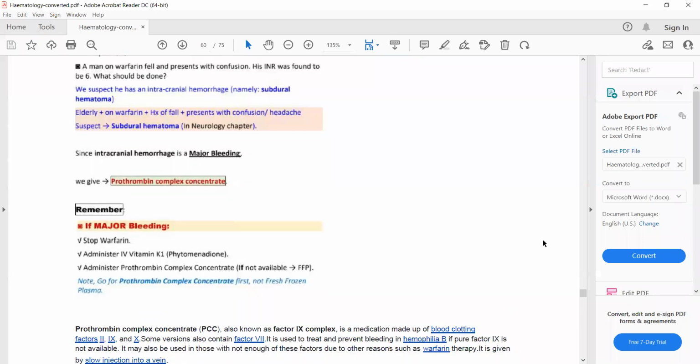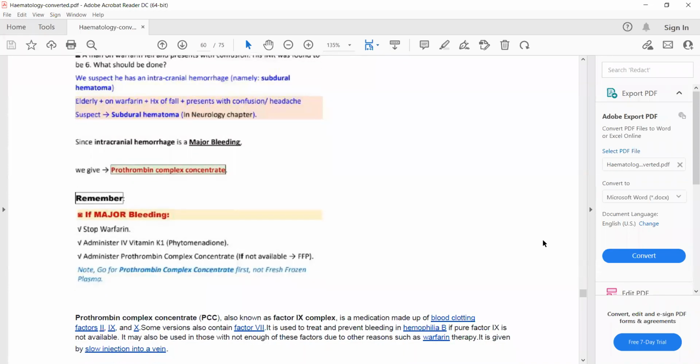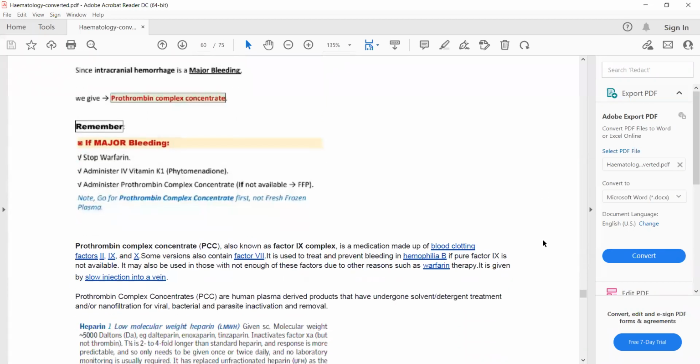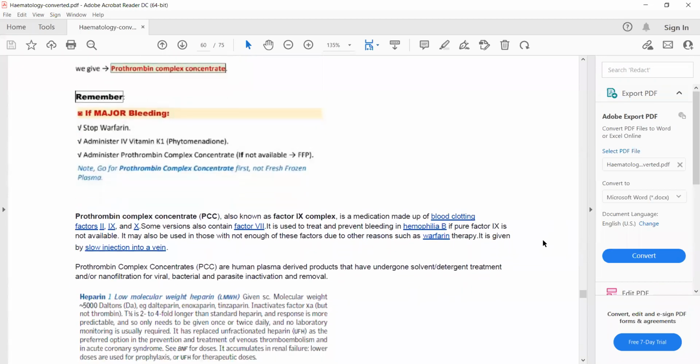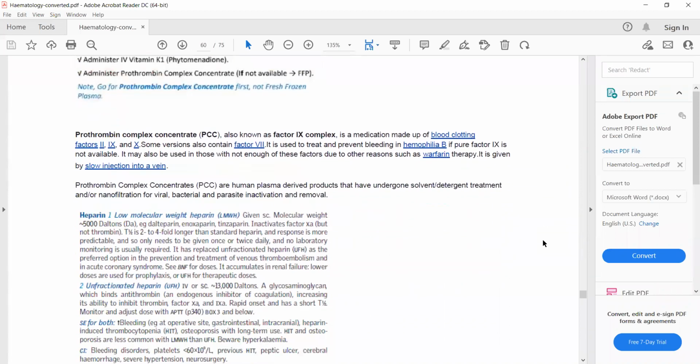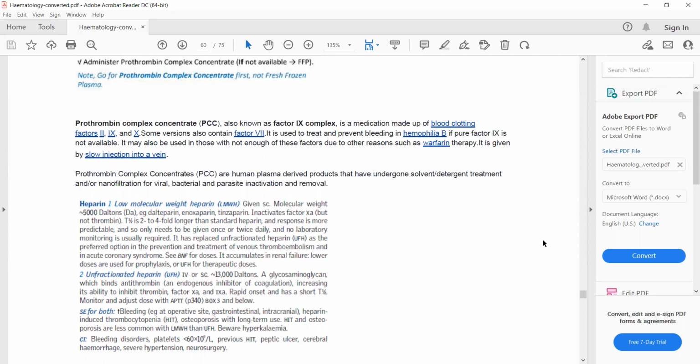Because intracranial hemorrhage is a major bleeding, we'll give prothrombin complex concentrate along with IV vitamin K. Prothrombin complex concentrate contains clotting factors 2, 7, 9, and 10.